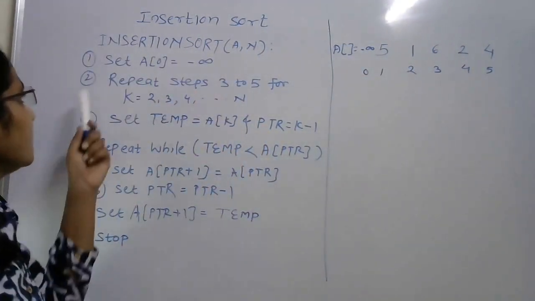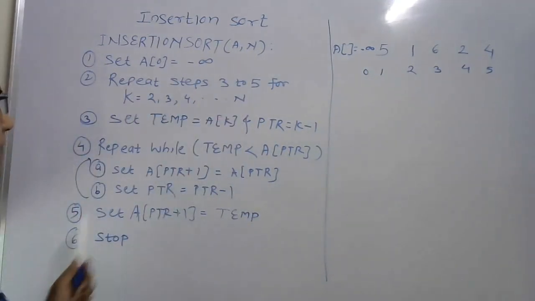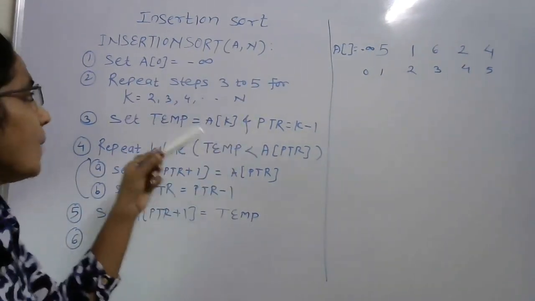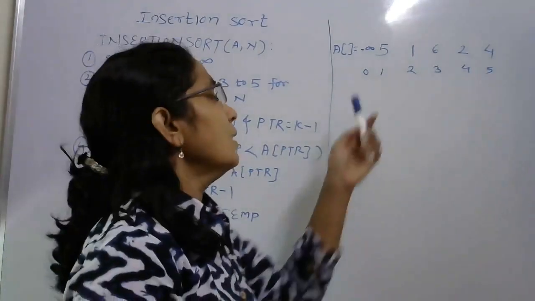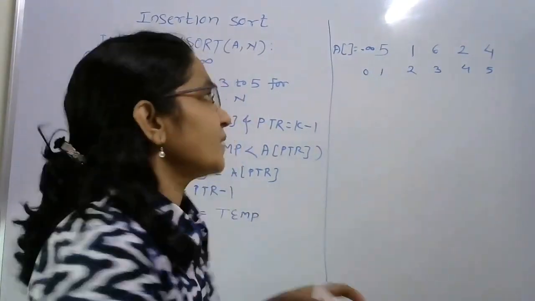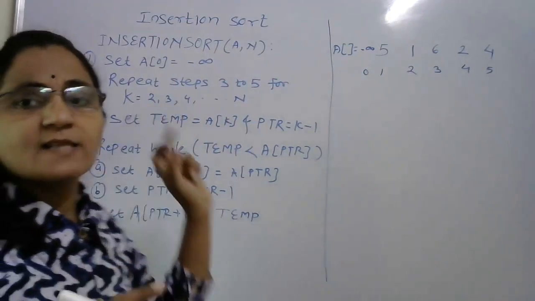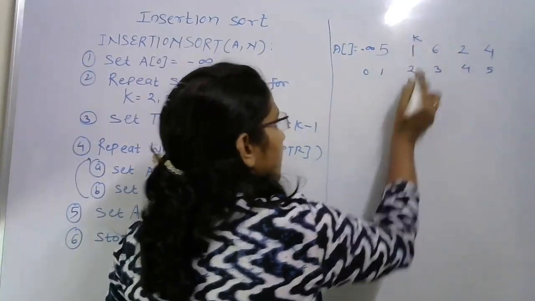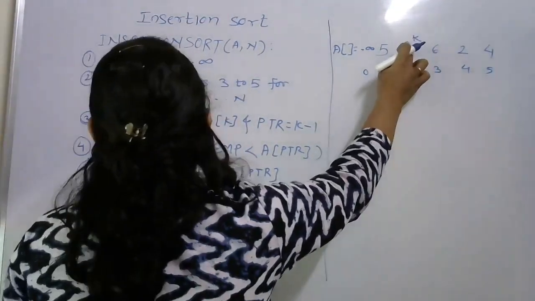Now the second step: repeat steps 3 to 5 for k equal to 2, 3 up to n. Why is k equal to 2? Because in case of insertion sort, it is assumed that the first value is sorted. So that's why it starts with k equal to 2. It starts with the second value. So k equal to 2 means at the second location the k is located.